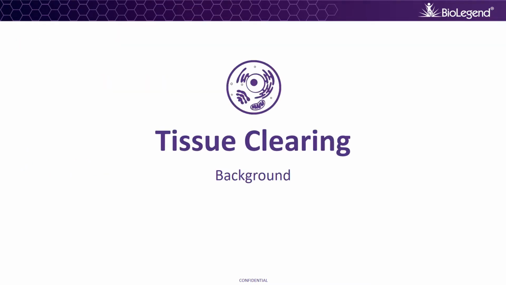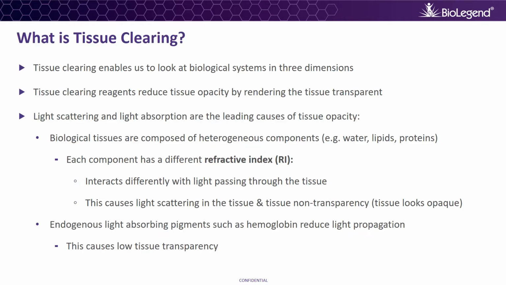So let's start with a background on tissue clearing. Tissue clearing is a process that renders tissue transparent, enabling researchers to look at biology in 3 dimensions. Light scattering is one reason why tissues appear opaque. This is due to biological tissues being composed of heterogeneous components such as water, lipids, and proteins. Each of these components has a different refractive index, or RI, and as a result, they interact differently with light passing through the tissue. This causes light scattering in a tissue and tissue non-transparency.